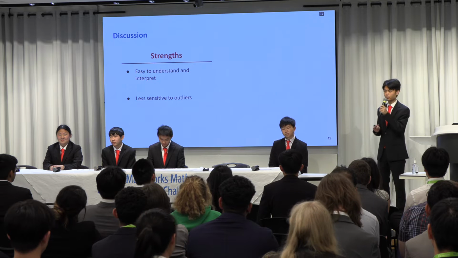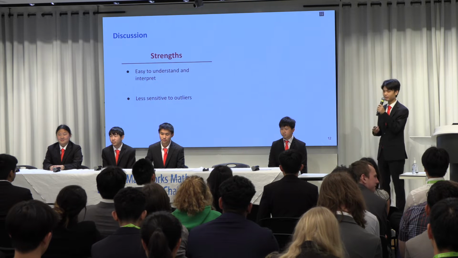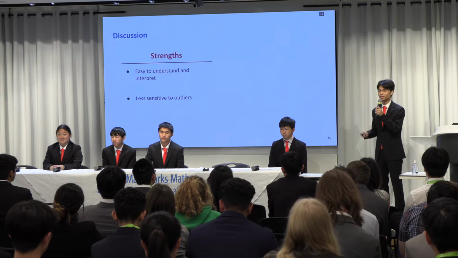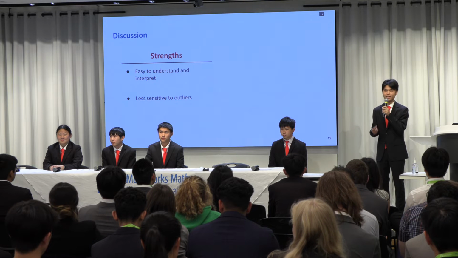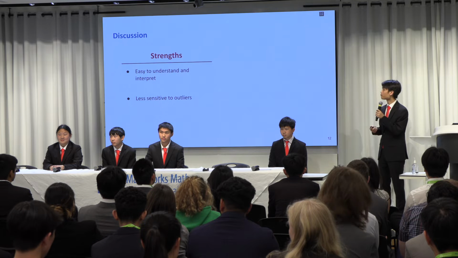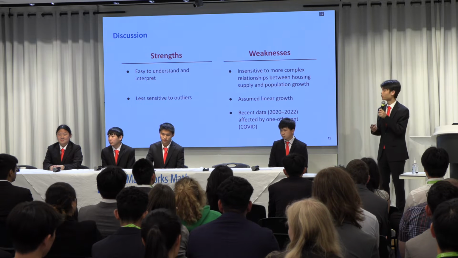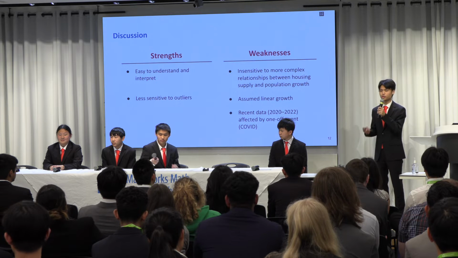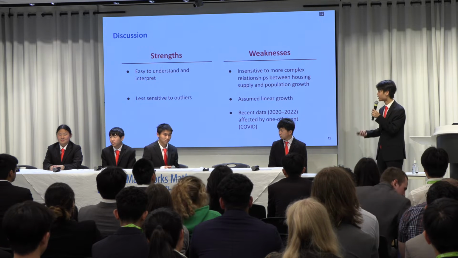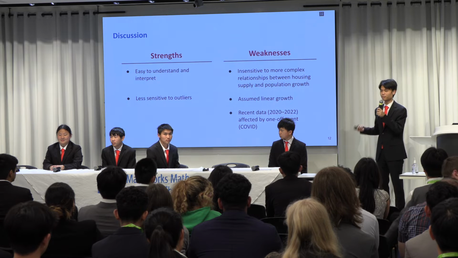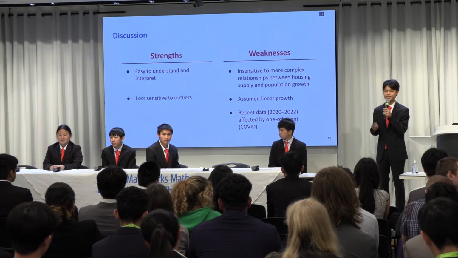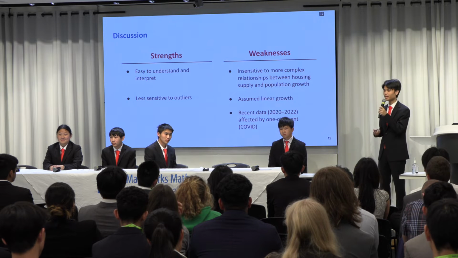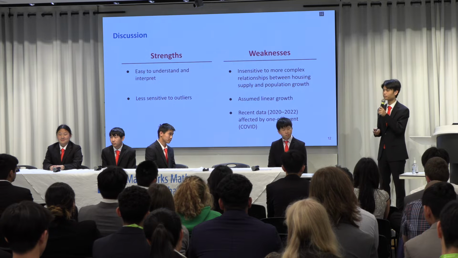Now to discuss some strengths and weaknesses of our model. Some strengths include it being easy to understand and interpret, and also because it takes the average of the housing supply, it's less sensitive to outliers and any unforeseen influences if they do arise. However, it is less sensitive to the more complex relationships between housing supply and population growth, and because we're also assuming that the housing supply grows roughly linearly, that could also not be true, even though it has shown that trend in the past 70 years. And finally, recent data has been affected by a one-off event, which is COVID, and that could have skewed our data one way or another.